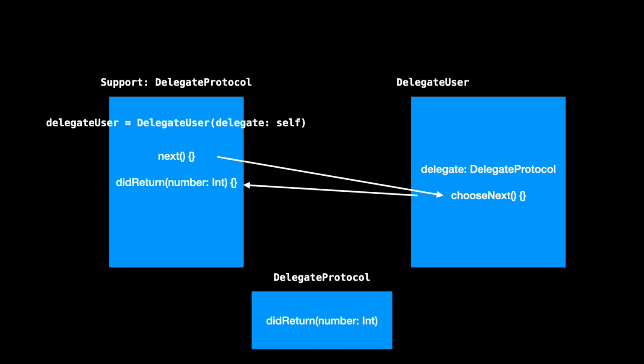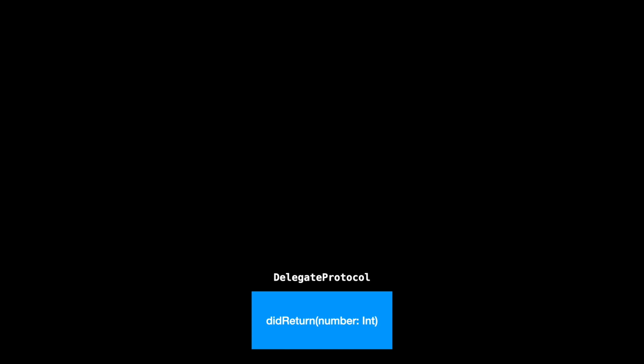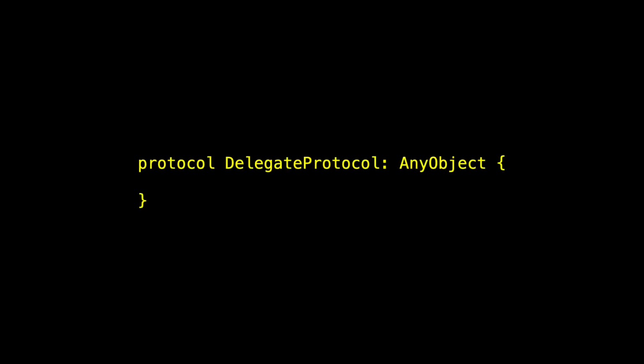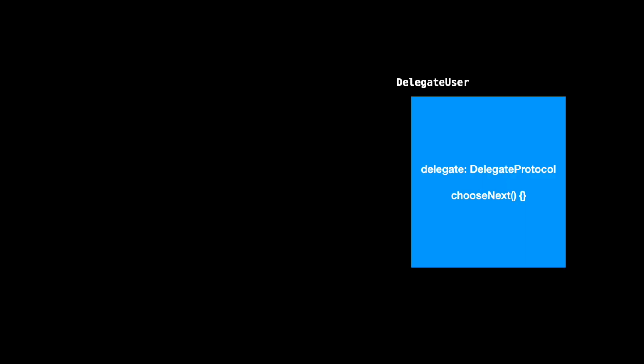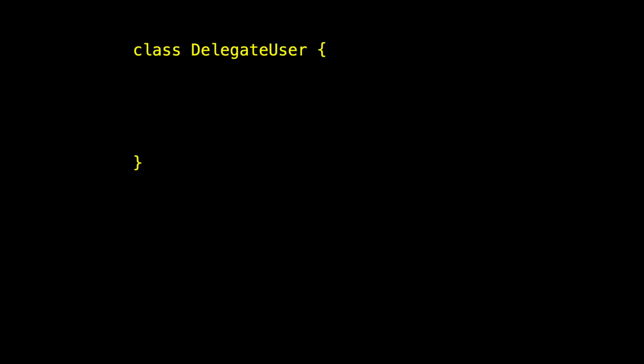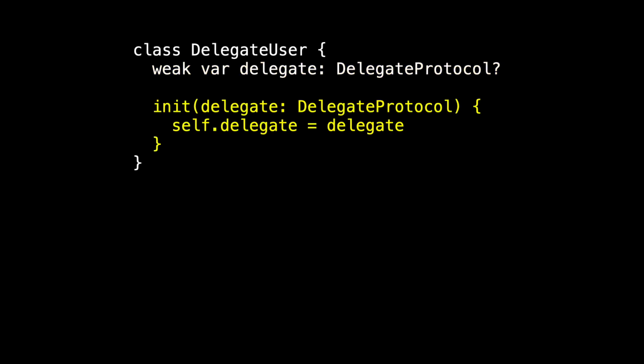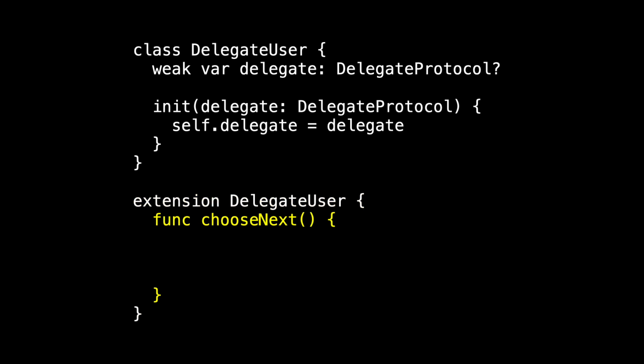So let's code up the individual pieces. Let's start with the delegate protocol itself. The delegate protocol has a single method in it called did return, which accepts an int. Next, let's code up the delegate user. The delegate user must have some place to hold the delegate once it's been set, and because it's a class, we need to create an init for it, which sets that delegate. And now in an extension, let's implement the method chooseNext.